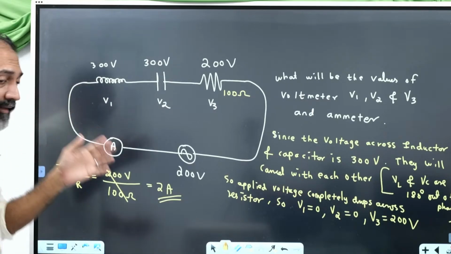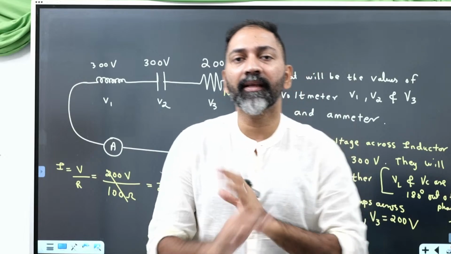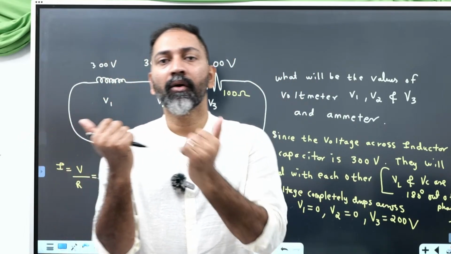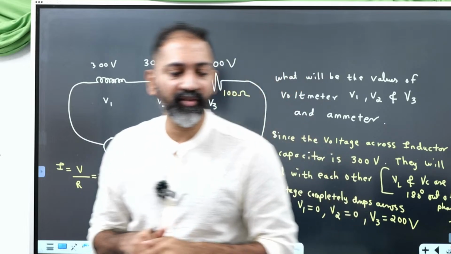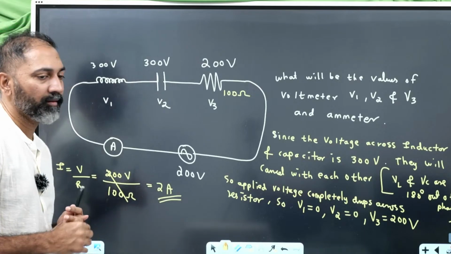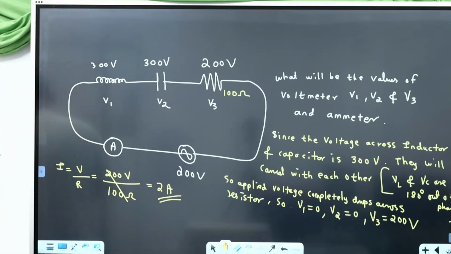See, whenever the inductor value and capacitor value are equal, always remember they will cancel with each other, because voltage across capacitor is opposite in phase to voltage across inductor. Any doubt?